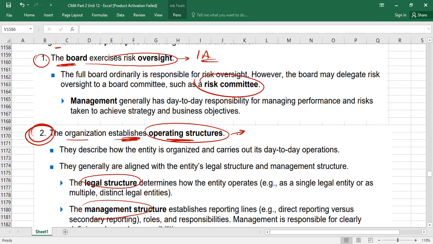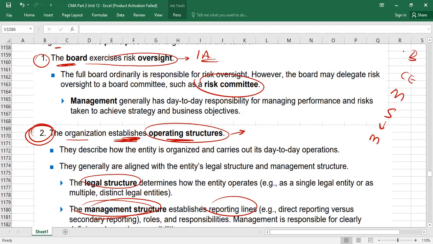Are you a single entity company, or are you running multiple entities, right? This is what is called legal structure. So legal structure determines how the entity operates. Is it a single entity, or are there multiple entities? Entity means a company. There's one company or more than one company. But what is management structure? Management structure also needs to be defined. Management structure means reporting lines, simply who will report to whom. For example, who is senior, who is junior, who is manager, who is CEO, or, for example, the board of directors.